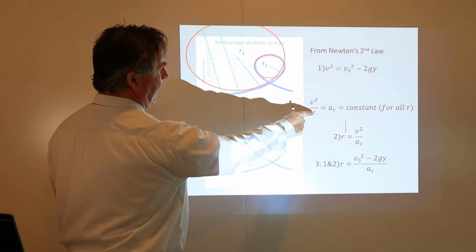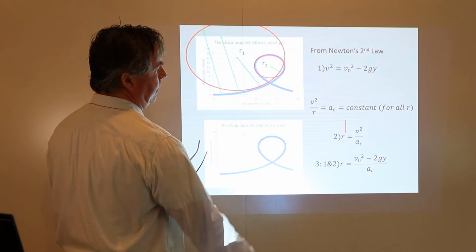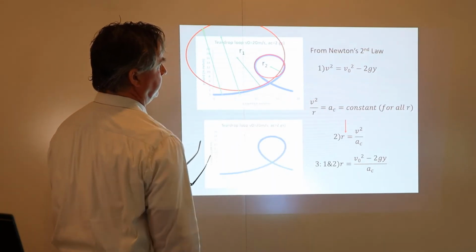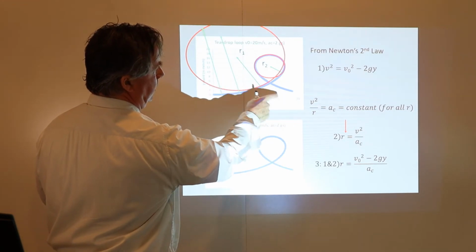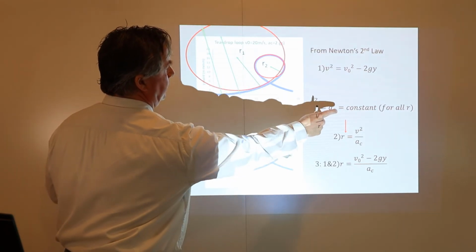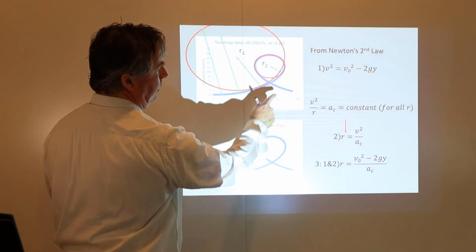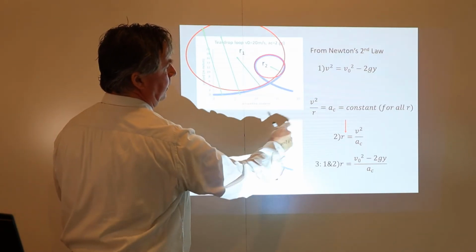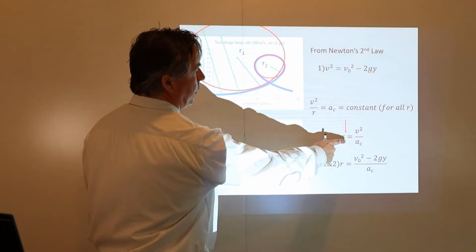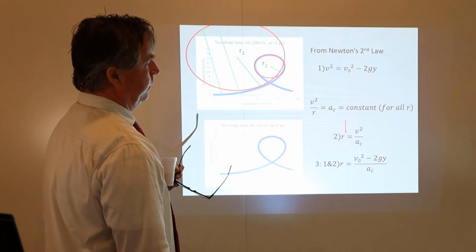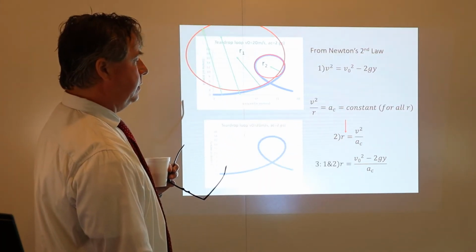the radius is dropped, and I've structured this curve such that this remains constant. So higher velocity, greater radius, same centrifugal acceleration. Smaller velocity, smaller radius, the same centrifugal acceleration. Solve for R. R is equal to v squared over centrifugal acceleration.